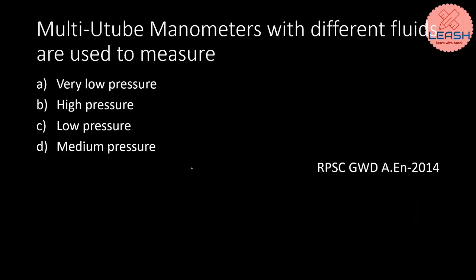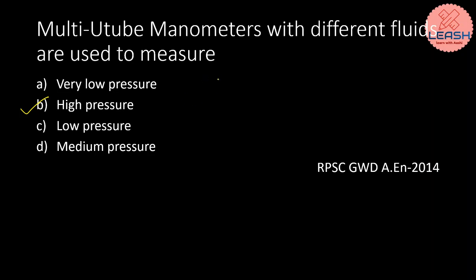Now moving on to the next question. Multi-U-tube manometers with different fluids are used to measure... Manometers can be of different types. They are pressure measuring devices. They can be differential manometers, simple U-tube manometers. Depending on their use, there are different manometers. Multi-U-tube manometers are used to measure high pressure. Whenever we want to measure the pressure difference, we use a differential manometer. And for moderate to high pressures, we can use simple U-tube manometers.